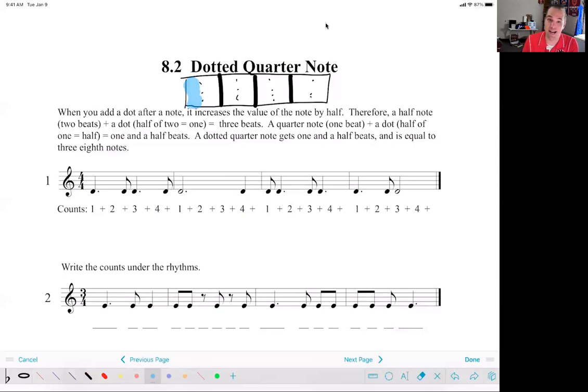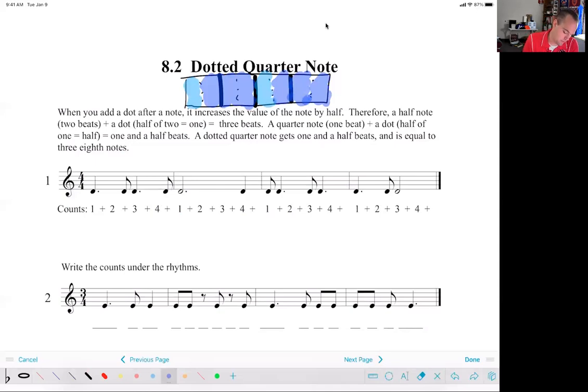And then I have a dotted quarter, which now starts on the "and" and takes up "and, 2, and" and is all one note right there. And then I do the same thing next, where I have just an eighth note, and then it takes up "and, 4, and." Okay, so that's how that works.